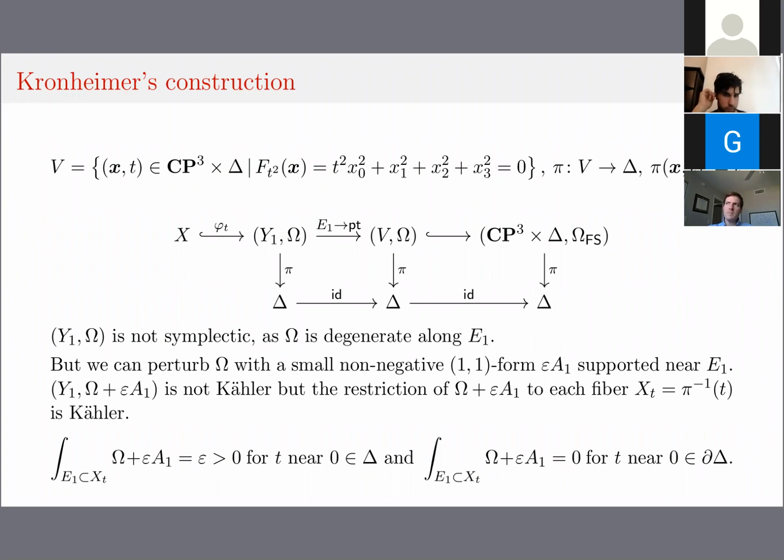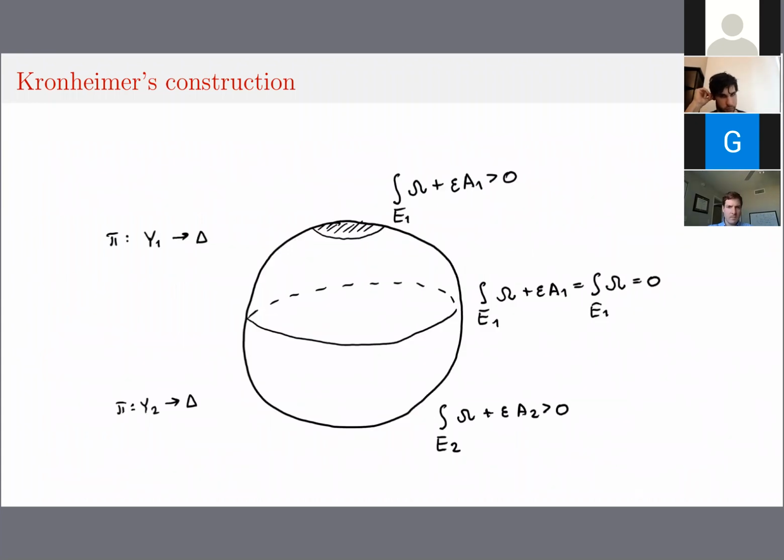All right, there is a picture. So this sphere here is a base for the bundle W. And there is a small region near the North Pole where evaluation of my perturbed Kähler forms on E1 is positive. Then away from this small region, we have no perturbation and it's 0.